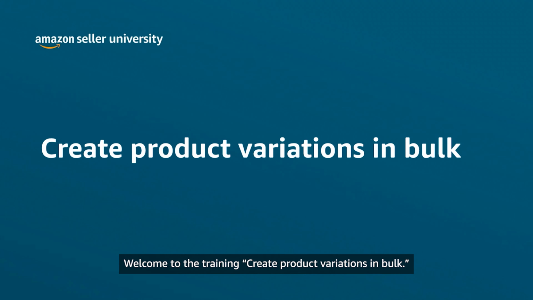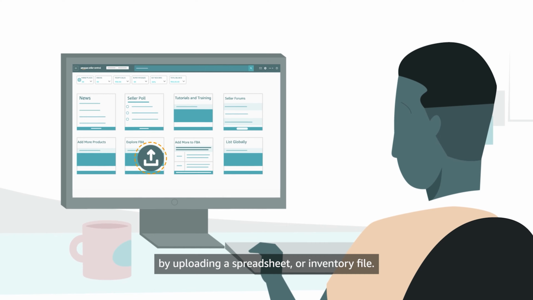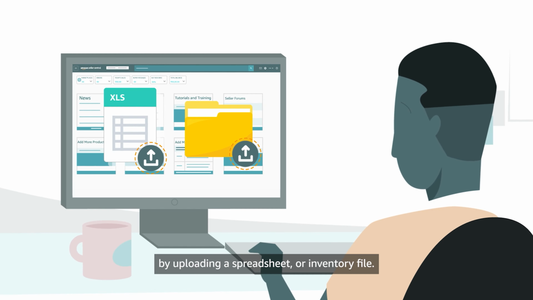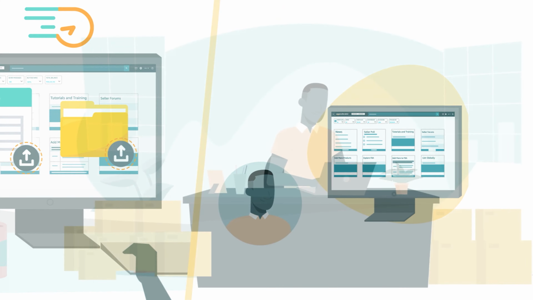Welcome to the training Create Product Variations in Bulk. Professional sellers can add product variations to their inventory in bulk by uploading a spreadsheet or inventory file. This option is faster than adding product variations one by one in Seller Central.